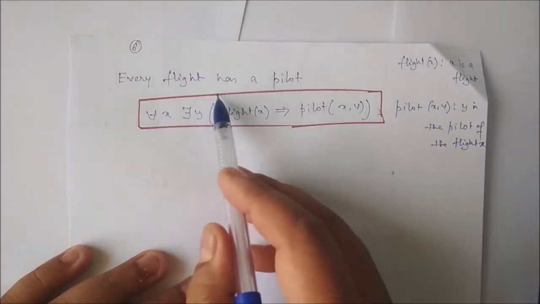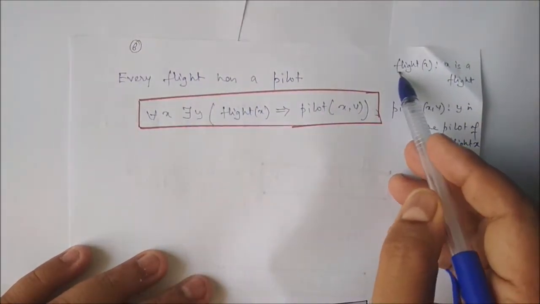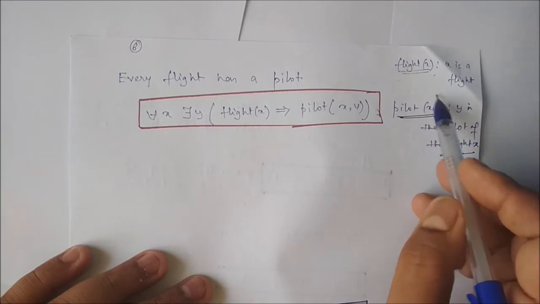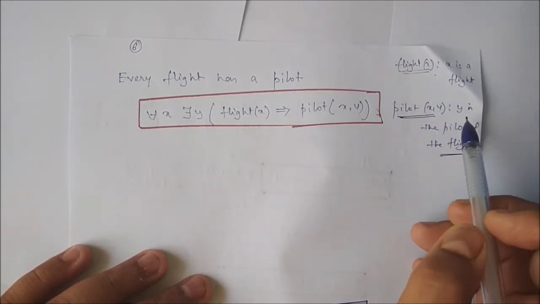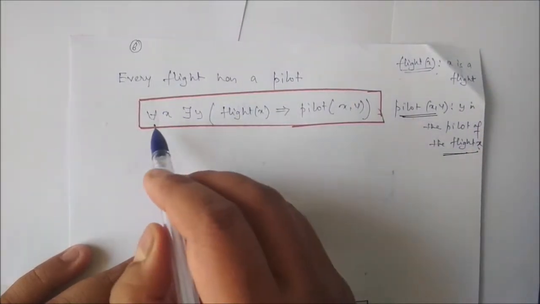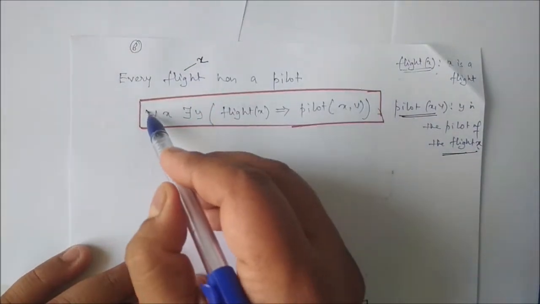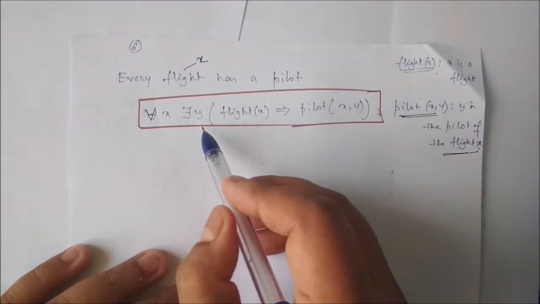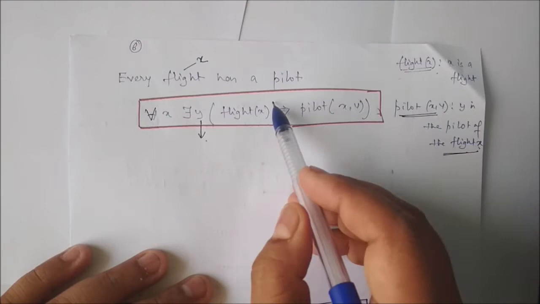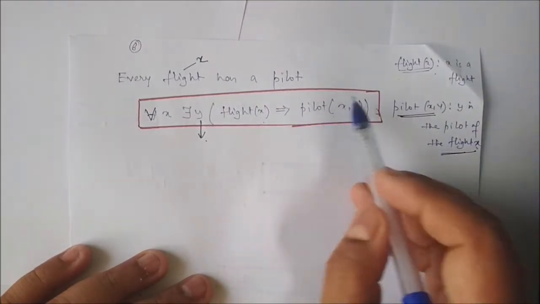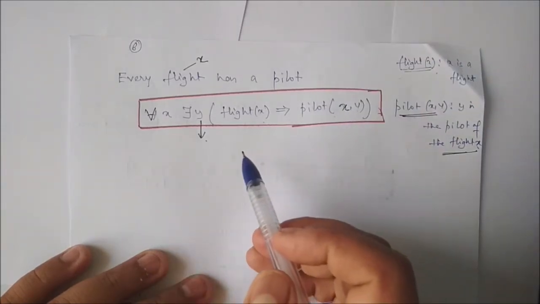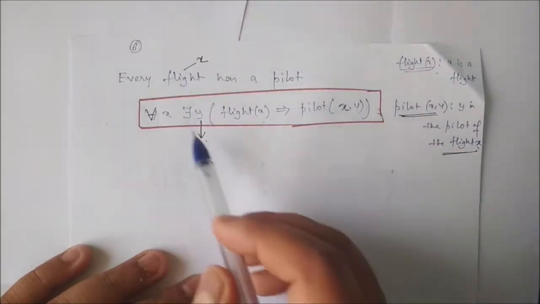We can see another example. Every flight has a pilot. So flight X, so X is a flight. Pilot X, Y: Y is a pilot of the flight X. So these are the predicates. Y is a pilot of X and flight X is a flight. So every flight means what? For all X, every flight, there is some Y, Y is what? Pilot. So if there is a flight, there must be a pilot. And we can see here Y is a pilot of flight X. So every flight has a pilot. To represent this one, we use this one.